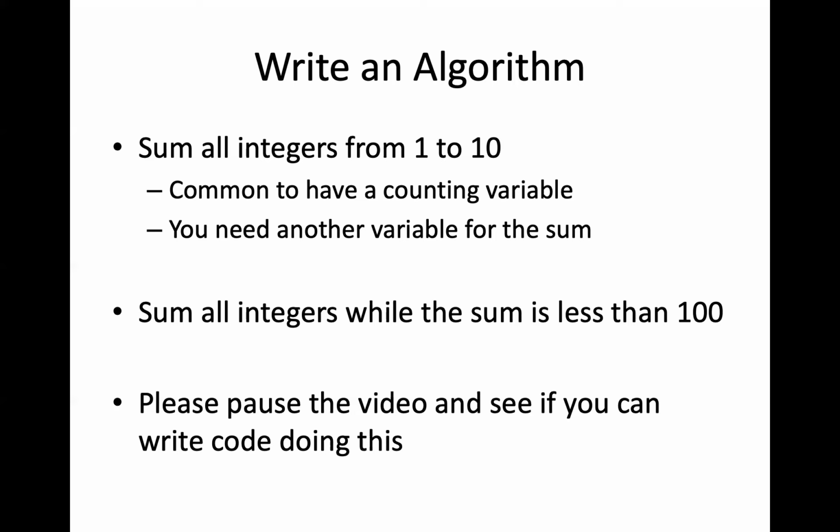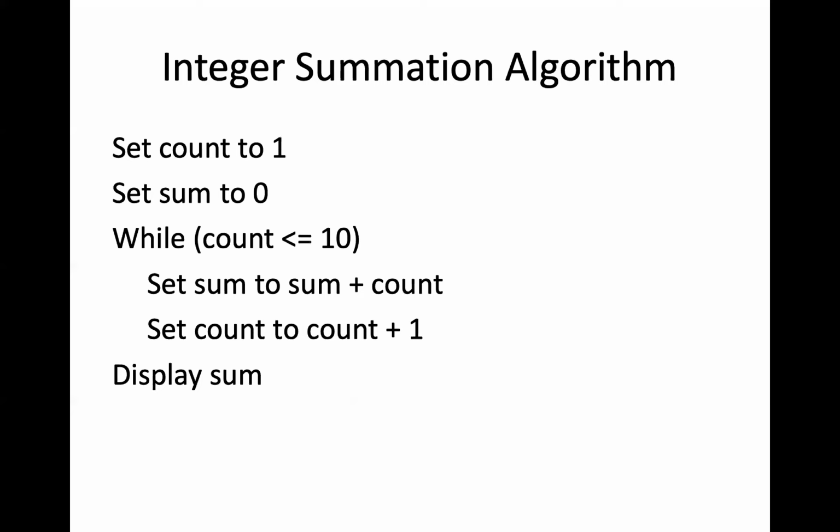Okay, hopefully you had paused the video and wrote something down, like on a piece of paper near you. So let's look at my algorithm for this, and hopefully I got it right. The way I would do this is I would set count to 1, then I set sum to 0. Sum is going to be the running total of the integers that we're adding up, and we want to start that sum at 0 because we haven't added anything to it yet.